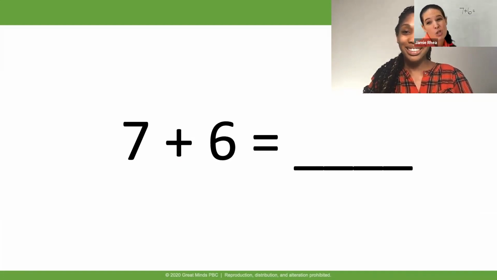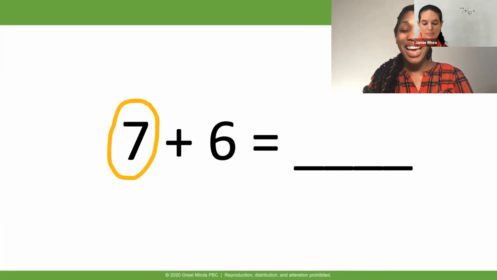I'm going to give you a hint. It's closer to 10. The 7, because it's closer. Yes, we should use 7. As mathematicians, we know that 7 is 3 away from 10. 6 is 4 away from 10. So that tells us that 7 will make it simpler for us to find the missing part. Let's go ahead and represent this number sentence using our 5 group.